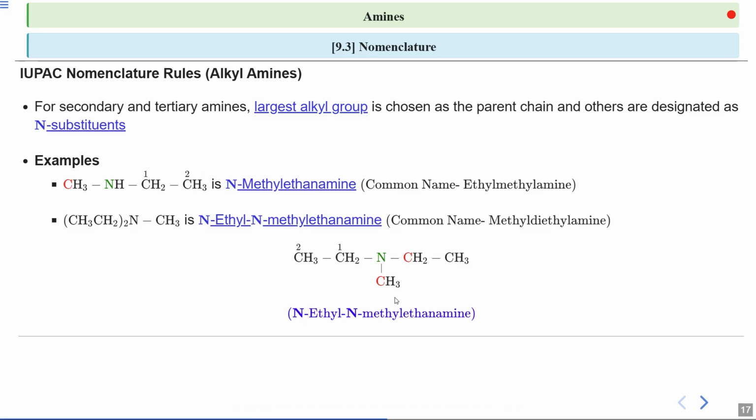Now see, this methyl group and this ethyl group are directly attached to the nitrogen atom, so they will be designated as N substituents. Look at the name: N-ethyl, N-methyl, ethane amine. Ethyl comes first because alphabetically E comes first. And the common name is methyl diethylamine because two ethyl groups are attached. I hope now you know how we are doing the IUPAC nomenclature.